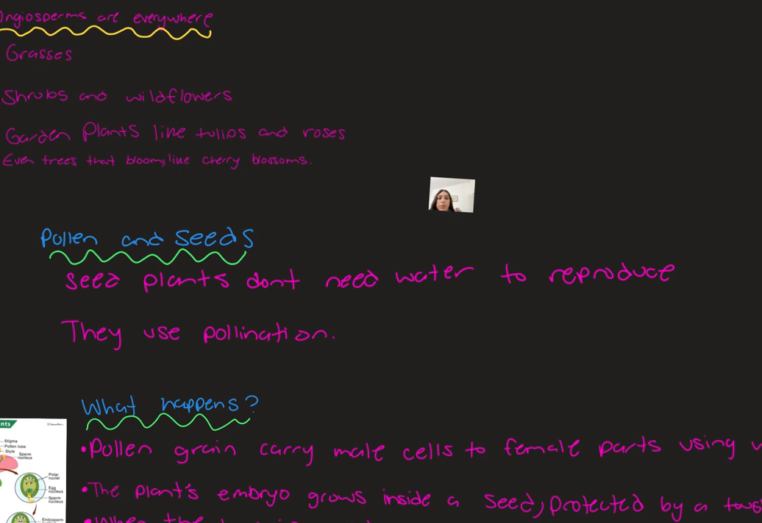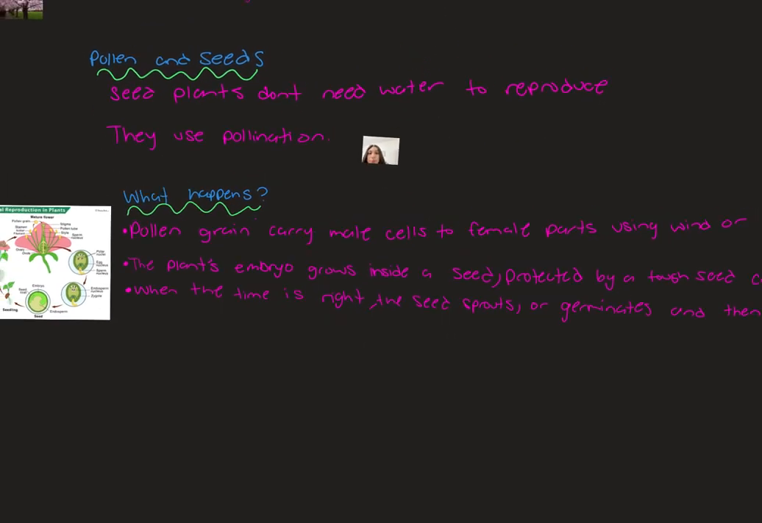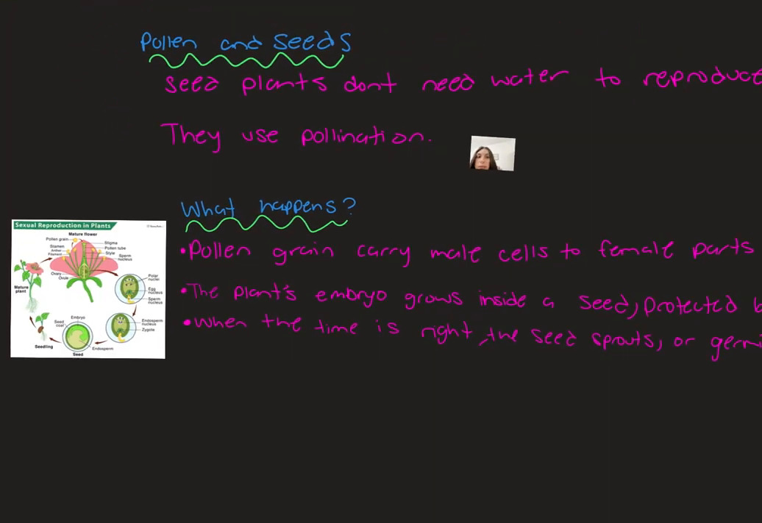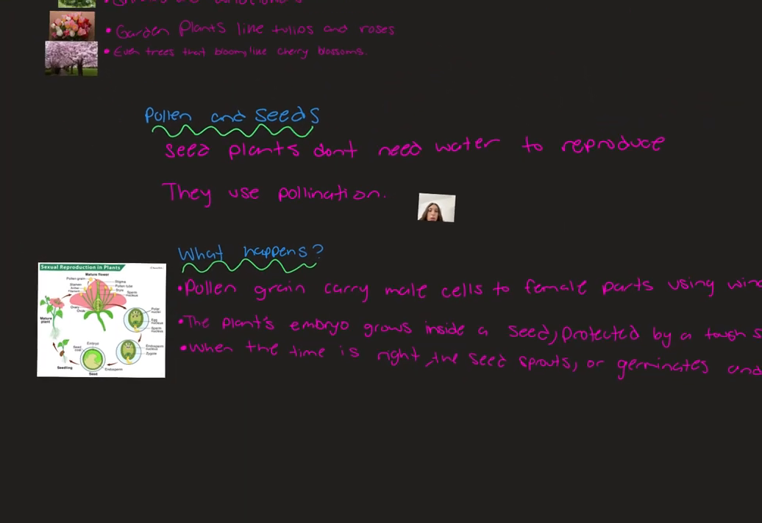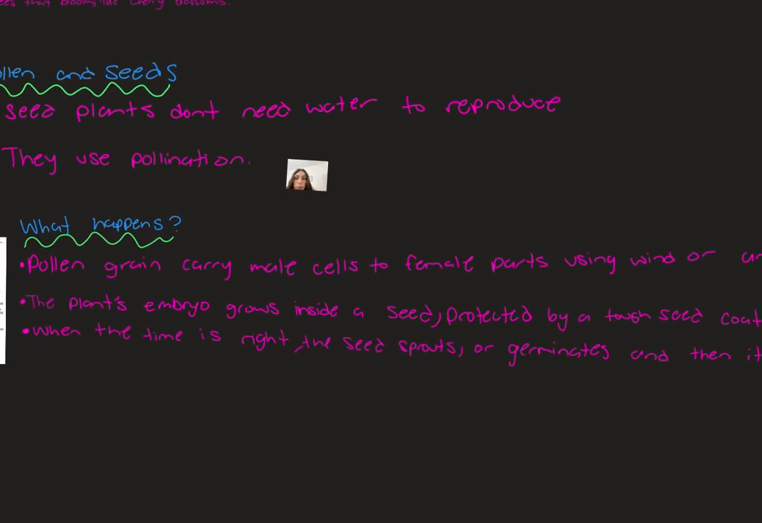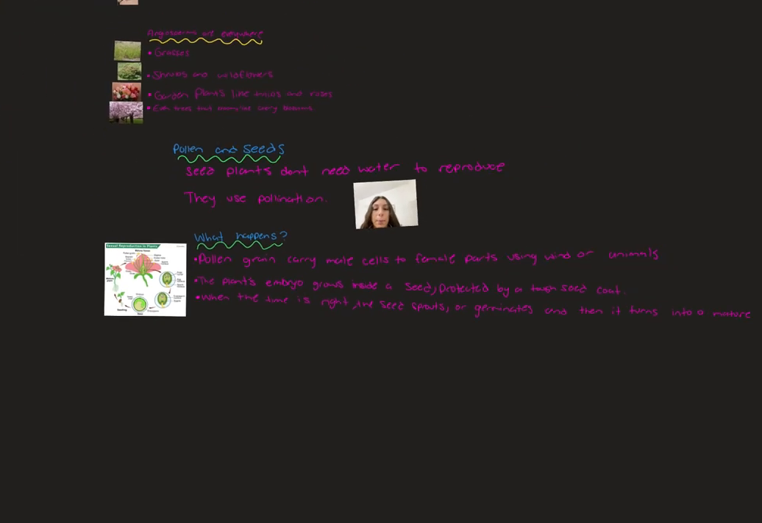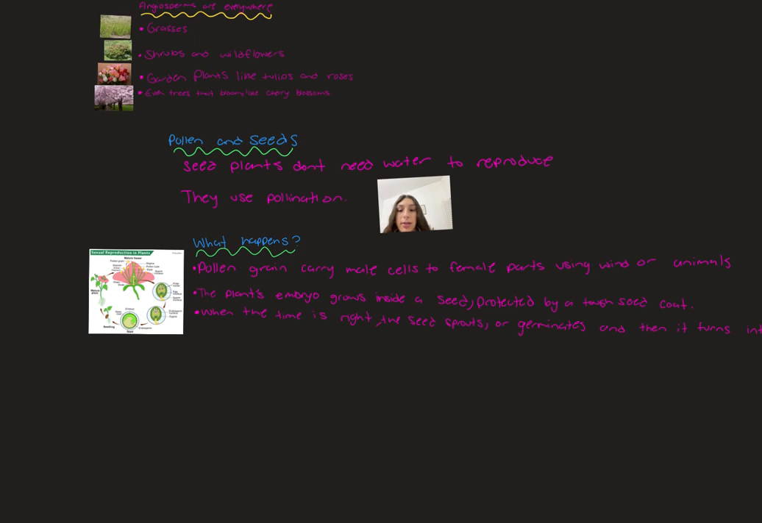Pollen and seeds. You see, seed plants actually don't need water to reproduce. They basically just use pollination. So what happens in this pollination? First, pollen grains carry male cells to female parts using wind or animals. Some animals that they use are birds or bees to pollinate the flowers.